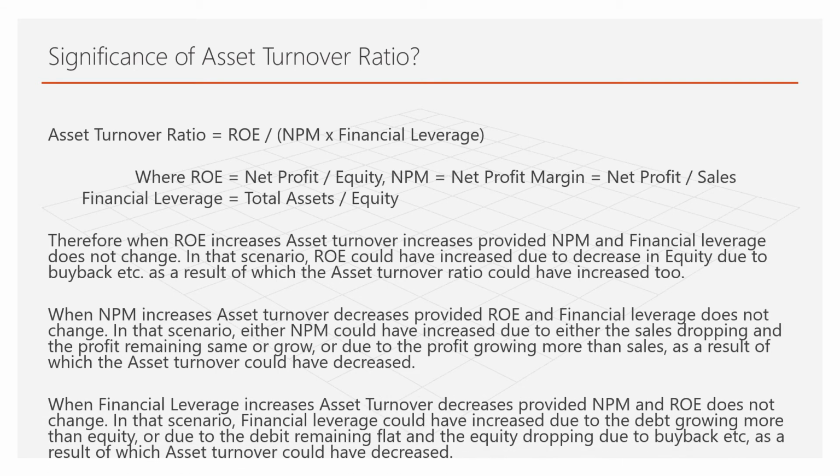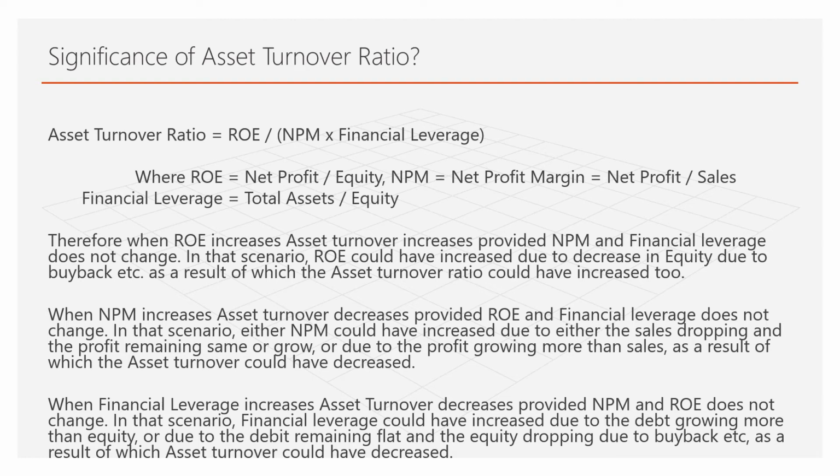When the net profit margin increases, asset turnover ratio decreases, provided ROE and financial leverage do not change. In that scenario, either the net profit margin could have increased due to the sales dropping while the profit remains the same or grows, or due to the profit growing more than the sales.